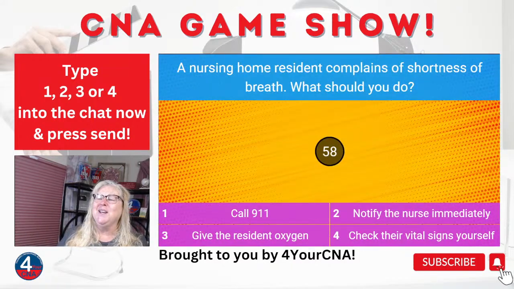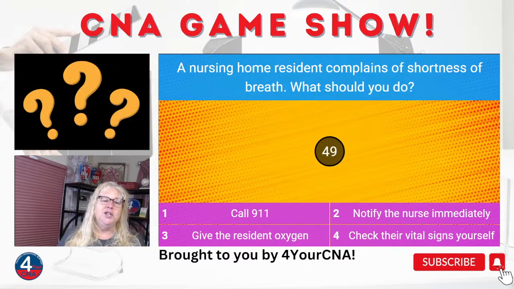All right. A nursing home resident complains of shortness of breath. What should you do? 1, call 911. 2, notify the nurse immediately. 3, give the resident oxygen. Or 4, check their vital signs yourself.